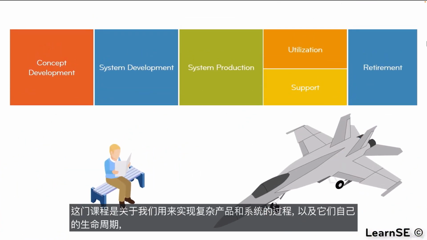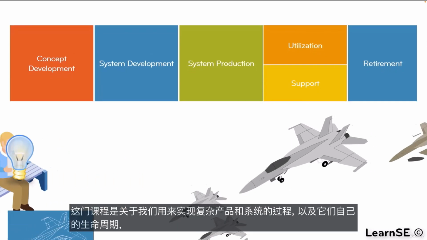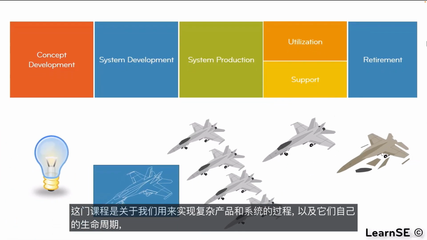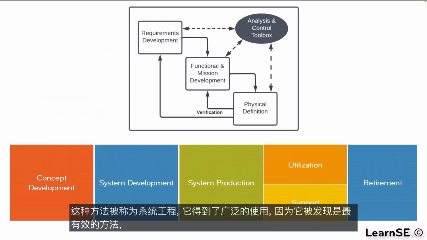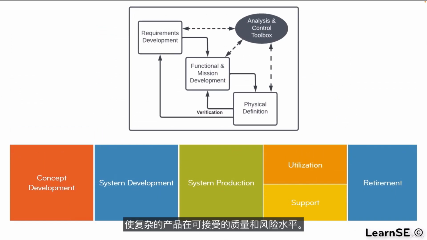And this course is about those processes that we use to bring complex products and systems into existence and live out their own individual life cycles, both as a template or design and as individual systems that are owned and operated by regular people like you and me. This method is called systems engineering, and it's gaining widespread use because it's been found to be the most efficient way to bring complex products into existence at acceptable levels of quality and risk.